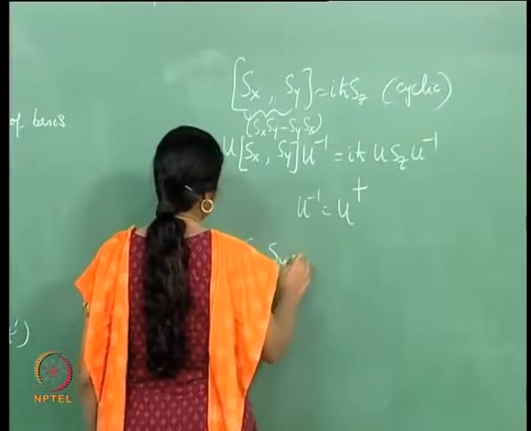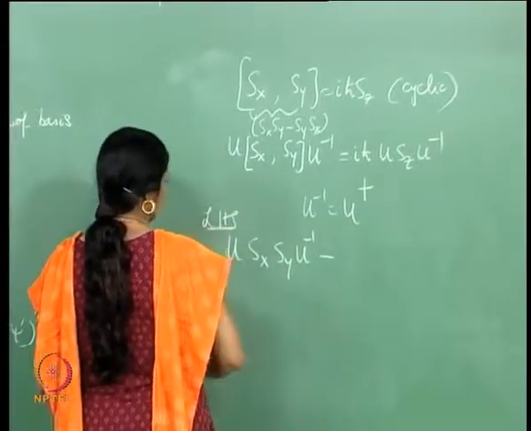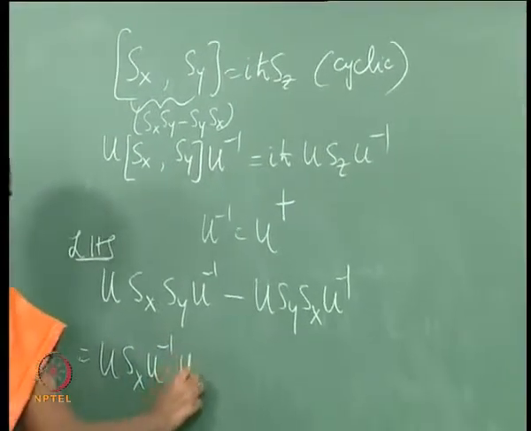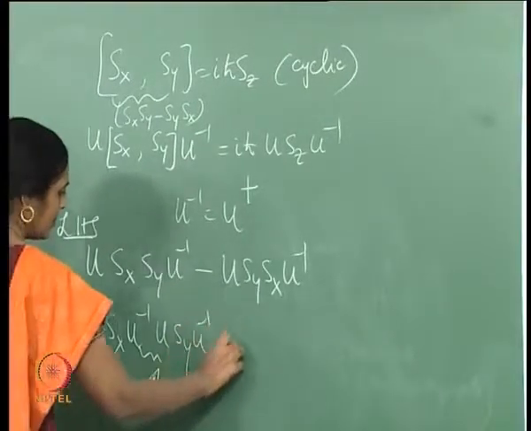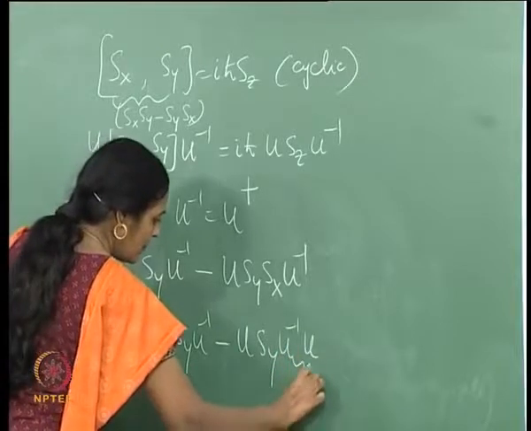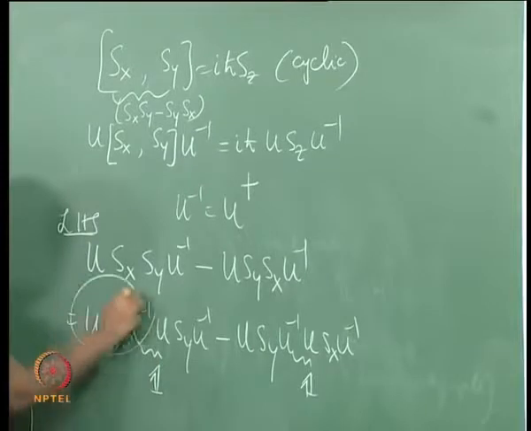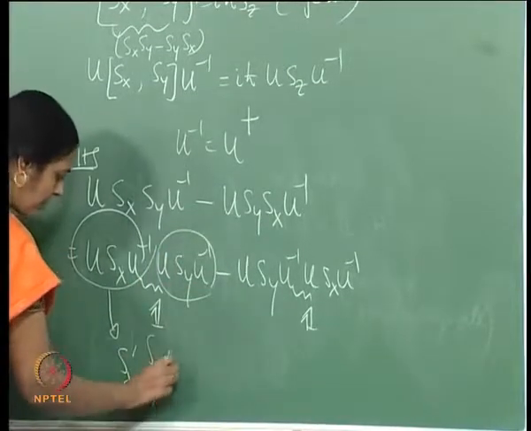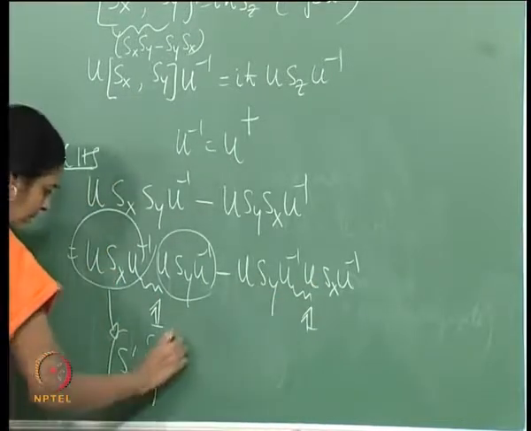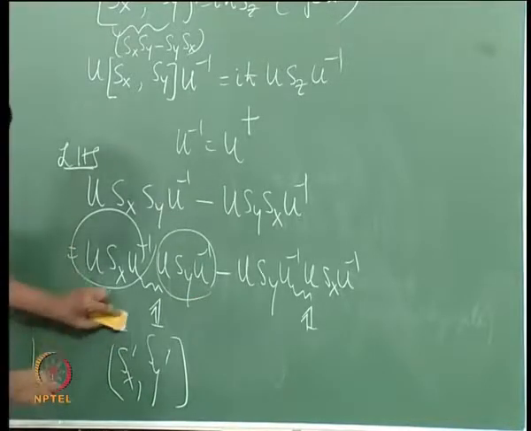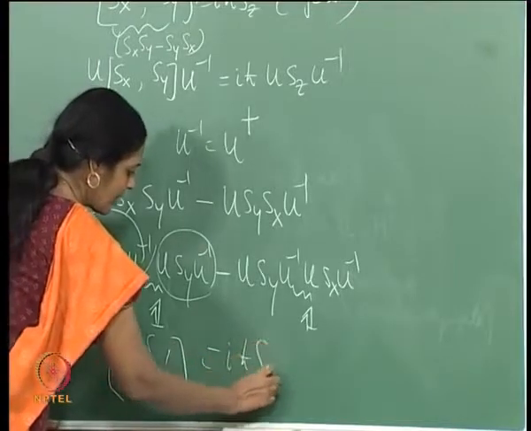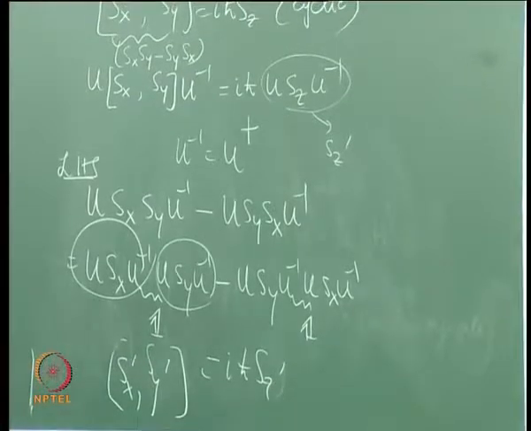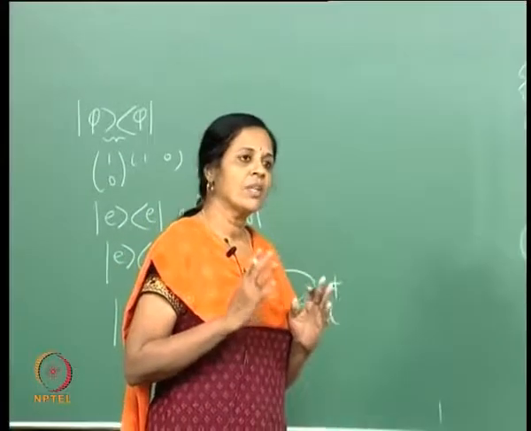Expanding out the commutator, the left hand side is simply this object, and I can well insert a u inverse u here because this is the identity. I could do the same thing here by inserting a u inverse u. This is the corresponding operator in the primed basis. This is Sy prime. This is clearly the commutator of Sx prime with Sy prime, and that is equal to I h cross Sz prime because this object is Sz prime. So the commutation algebra does not change under a unitary transformation, which brings about a change of basis.